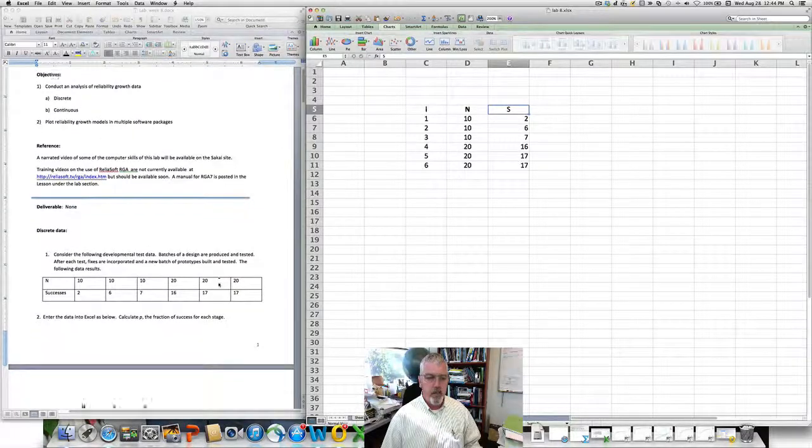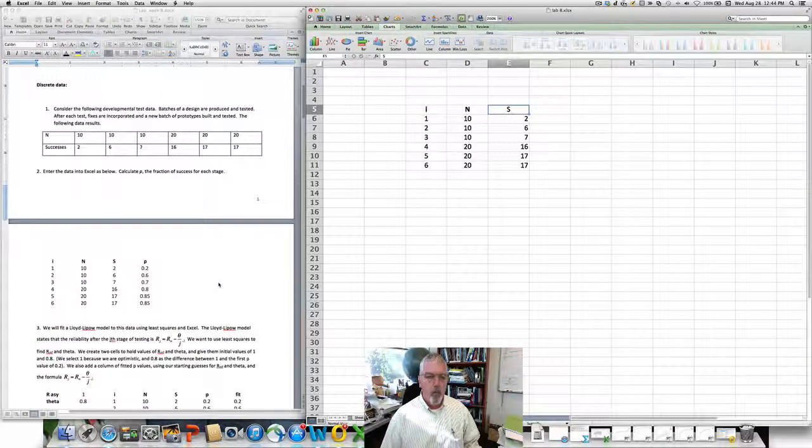All right, let's start with discrete data. I want to start with a set of data that I came up with just to illustrate how this is done, where we've had batches of prototypes built and tested. On this spreadsheet, we had 10 copies of a prototype built, 2 of them worked, went back and did a redesign, 10 of them built and tested, 6 of them passed, another 10, 7 passed, and then 20, 20, 20 with 16, 17, 17 passing. So we've got groups with success and failures established here.